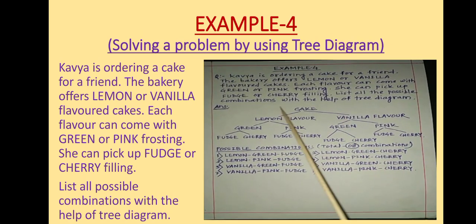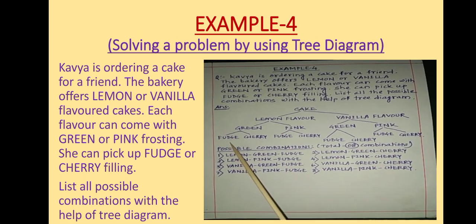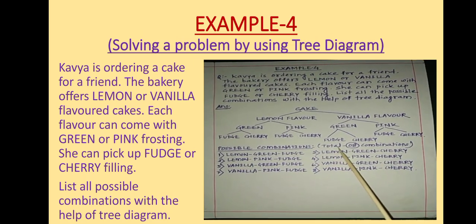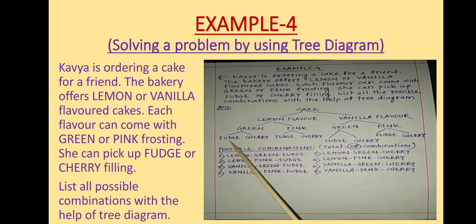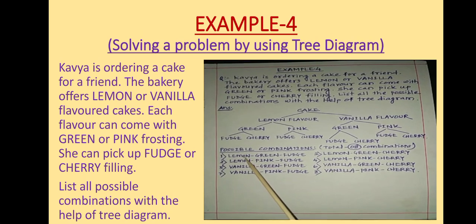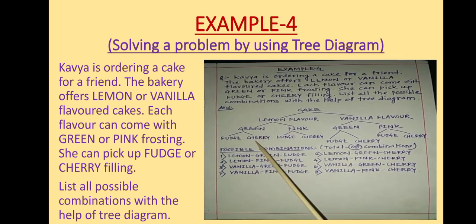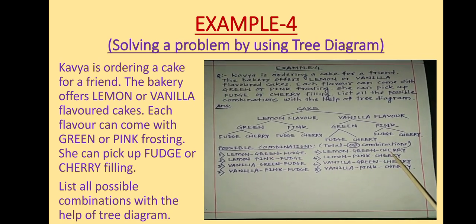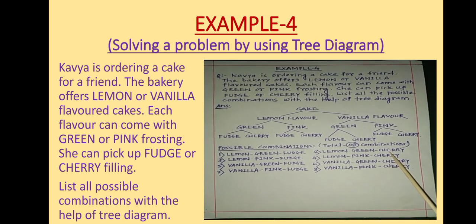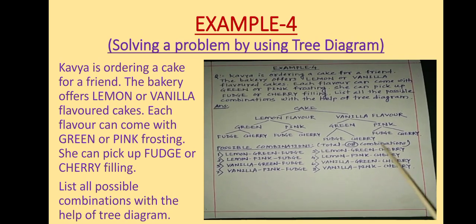So in this way, once you have drawn this tree diagram, taking out the conclusions, taking out the outcomes will be very easy for you. Now see as shown, lemon, green and fudge is your first option. Then lemon, green and cherry will be your second option. In this way, you can list out all the possible combinations very easily.